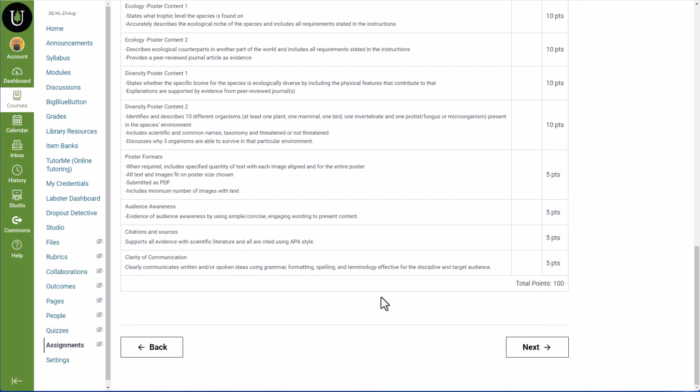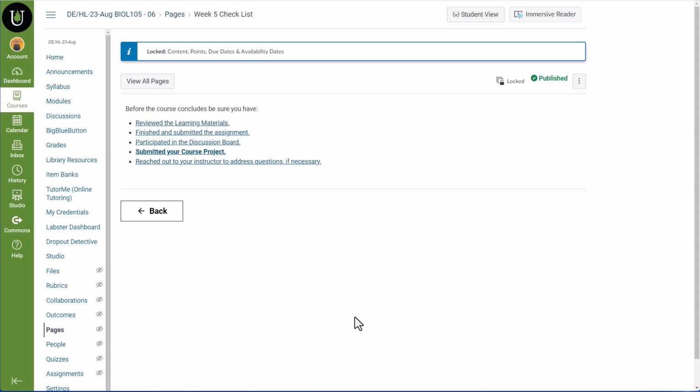In addition to looking at this, please go back and reread the project descriptions on each one of those. And then the last thing is just your checklist. So if you have any questions about comments that were made on your poster that you're not sure exactly what to do, please let me know.